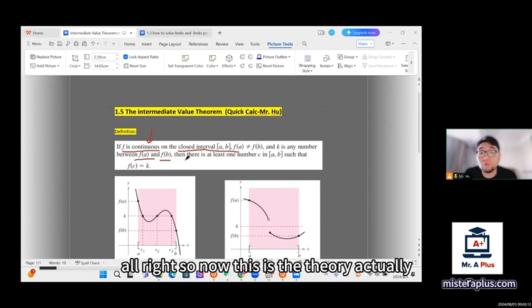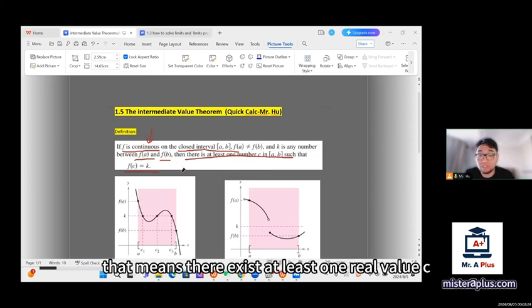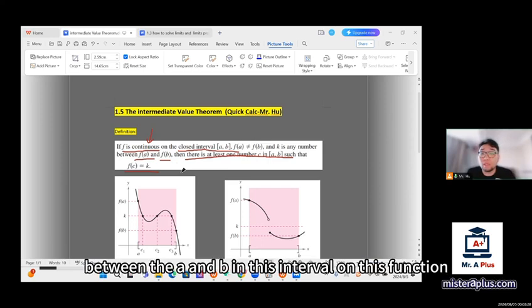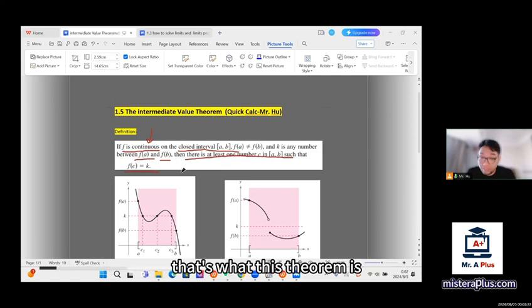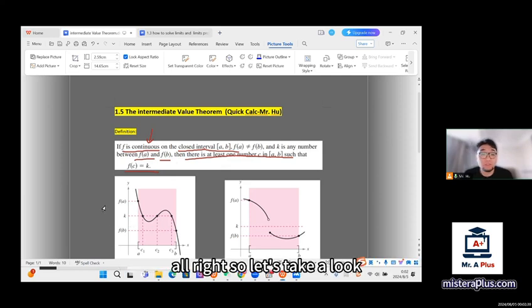Alright, so now this is the theorem actually. There is at least one number c in a to b such that f(c) equals k. That means there exists at least one real value c between a and b in this interval on this function. That's what this theorem is. Kind of a little bit confusing, so of course I always use a graph to explain. Alright, so let's take a look.